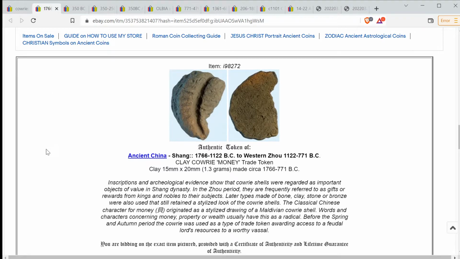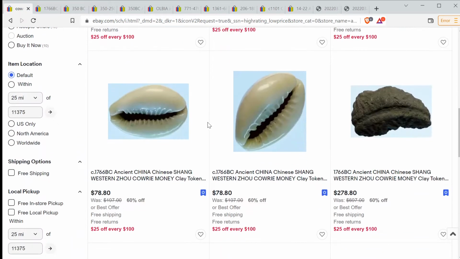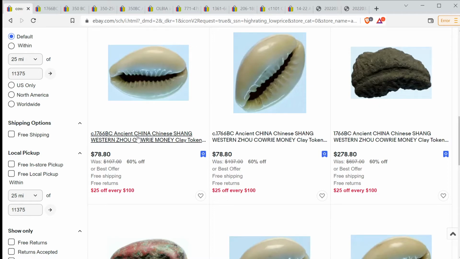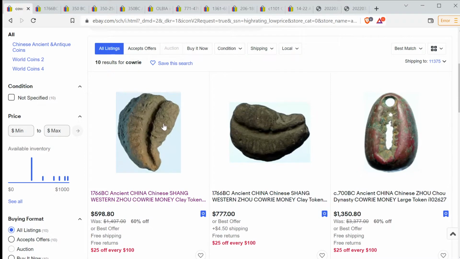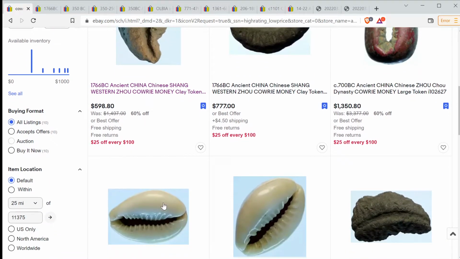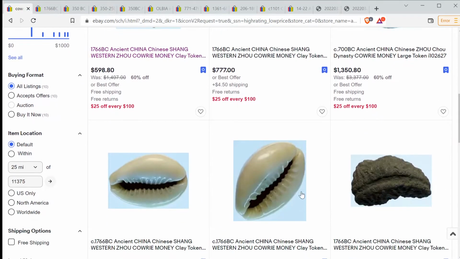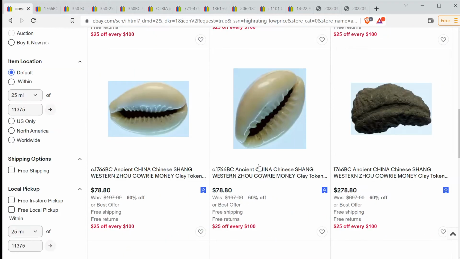So cowrie shells were regarded as important objects of value. Then they issued their own versions. These were originally traded, right? And because those were regarded as objects of value, they made them in this type. And also apparently the Chinese character for money has something to do with the cowrie shell too. I think maybe this one might have a better description of that.